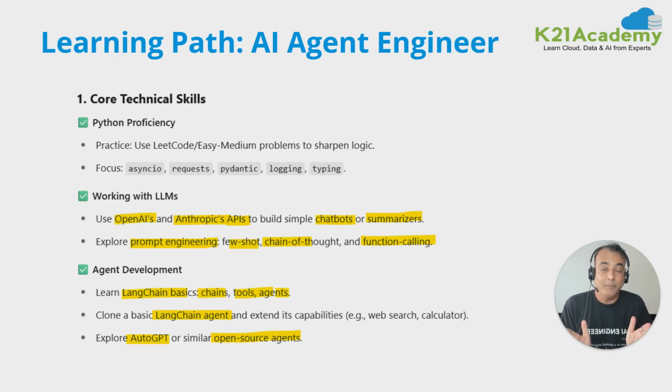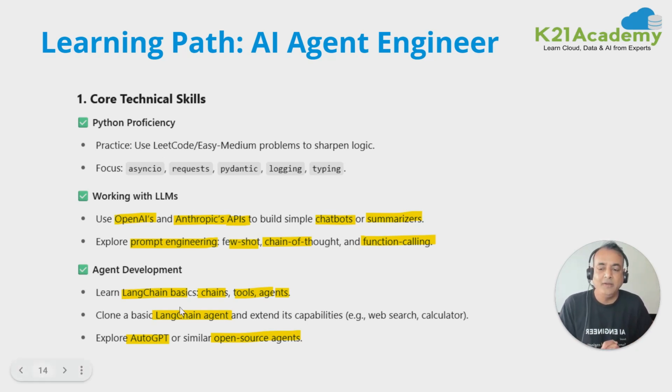Now, what's the learning path? If you're a complete beginner or if you're already working and want to take it to the next level, you should at least be familiar with Python, especially Python targeted at libraries and frameworks in AI and machine learning. You should also be familiar with LLMs, the common LLMs, and working with LLMs.